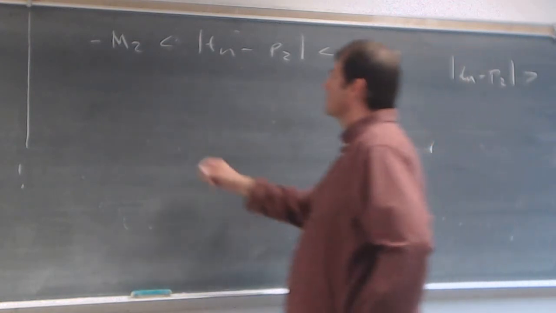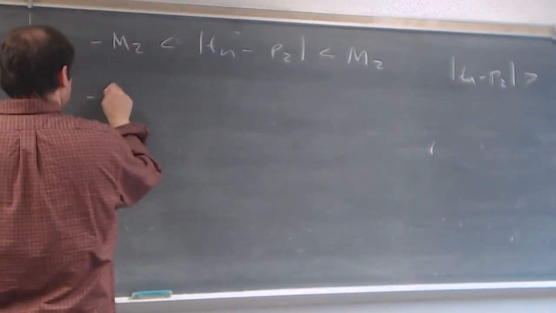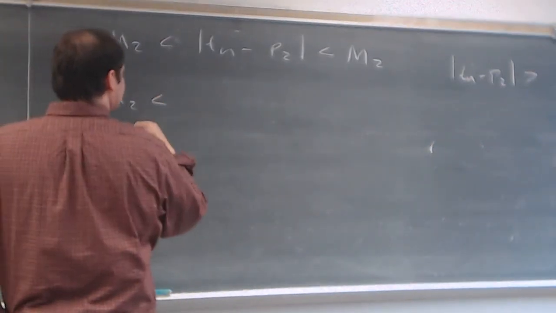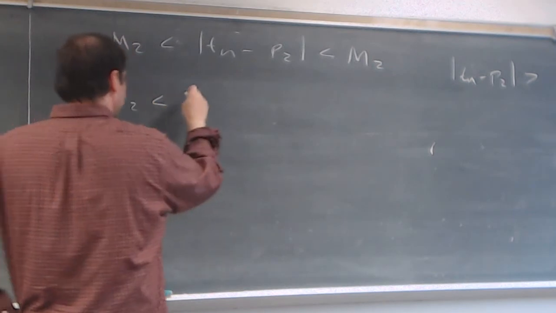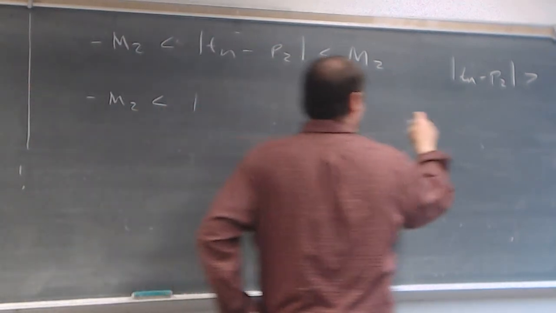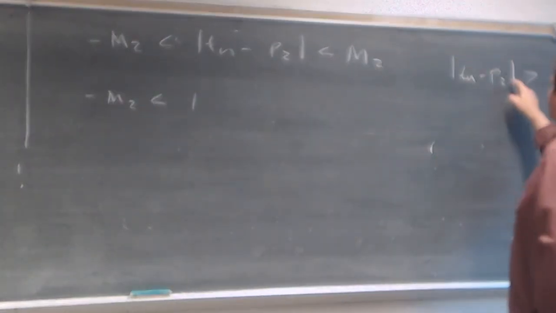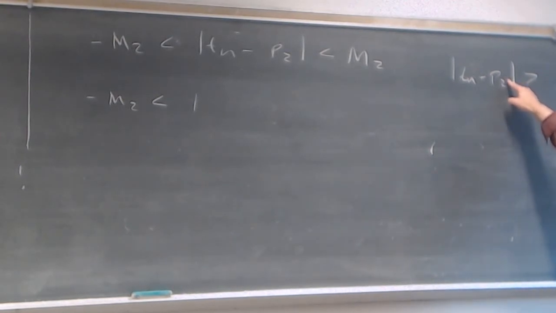Well, here, let's do this. Let's say that minus m sub 2 is less than, I don't know. Let me think here for a second, okay? So I'm thinking of maybe I could add P sub 2 and subtract P sub 2. Let's see. Oh, just a second. Let me think.